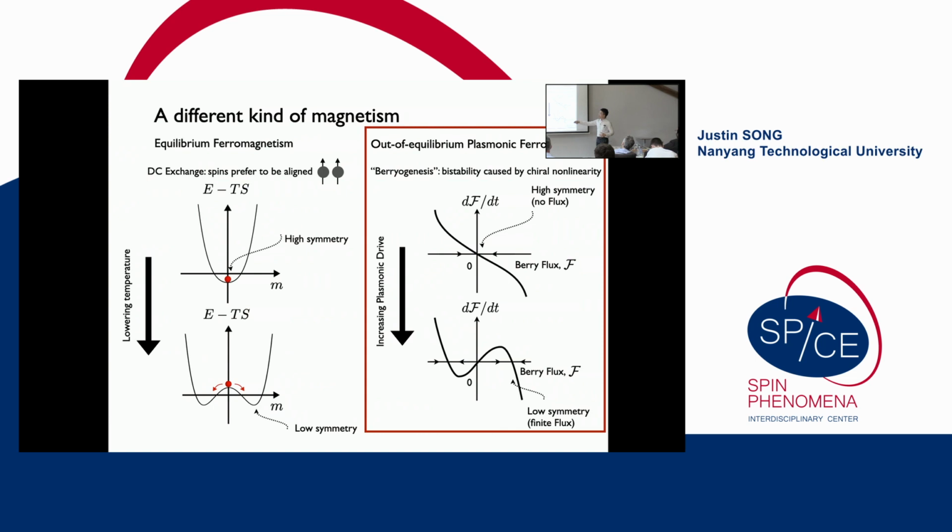Here I lower the temperature. In this case, I increase the plasmonic drive. And I go from having zero Berry flux as my fixed point to having a bistability, with this becoming unstable and two stable fixed points at finite Berry flux. So it's a different way of thinking about magnetism, and it arises from an intertwining of the plasmonic phase and the light phase. That's why I call this an intertwined phase of light and matter.